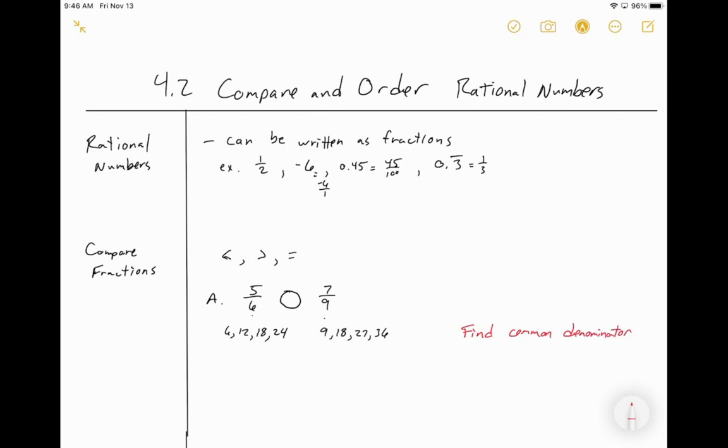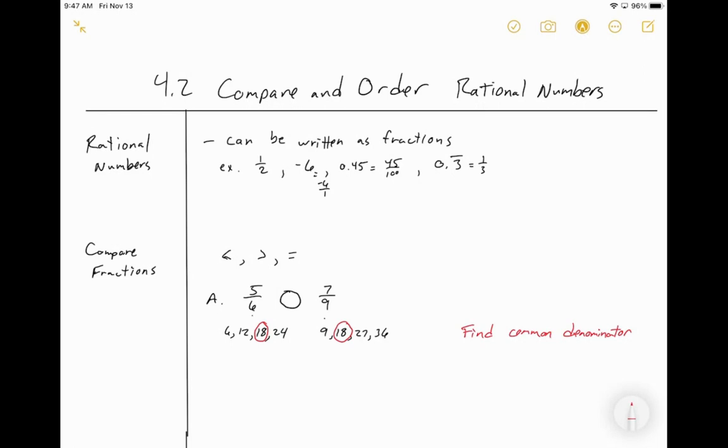In this case, I see that 18 works for both. Right? That is the least common denominator, the smallest one. Now, there are lots of numbers. There's an infinite amount of numbers that are in common with 6 and 9, but we want to know the smallest one. We like smaller numbers that are easier to work with.